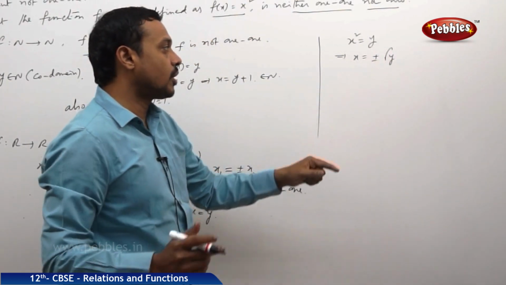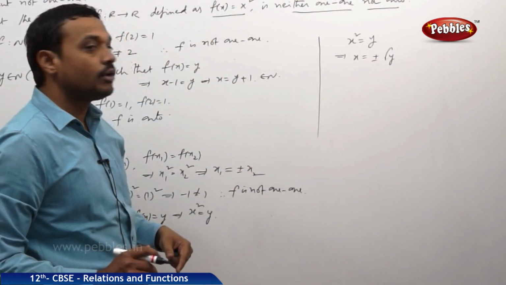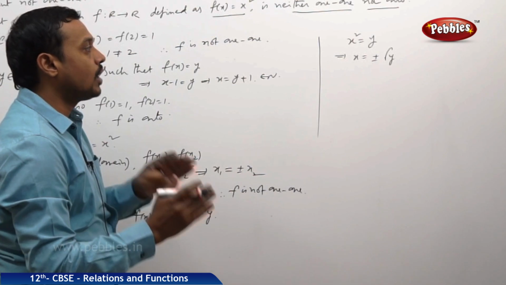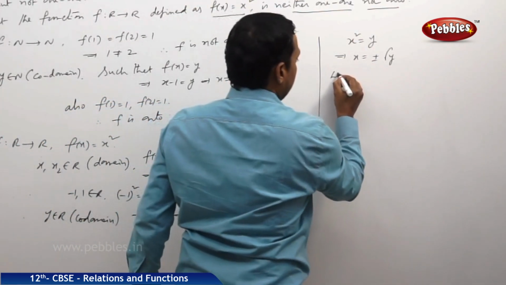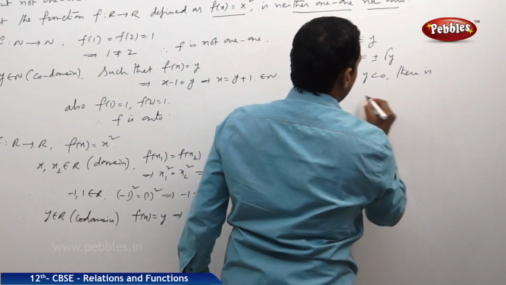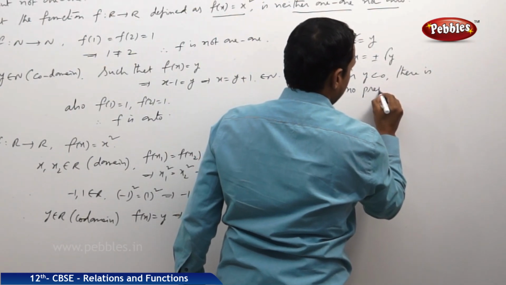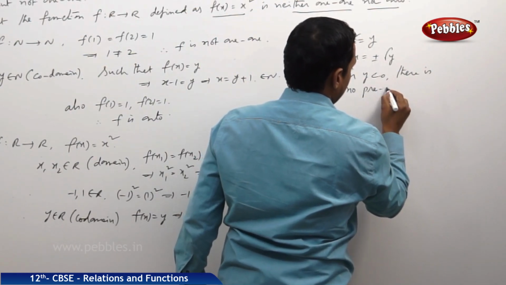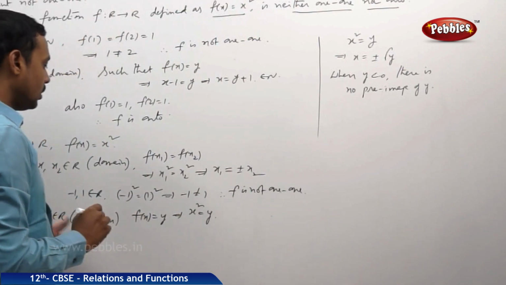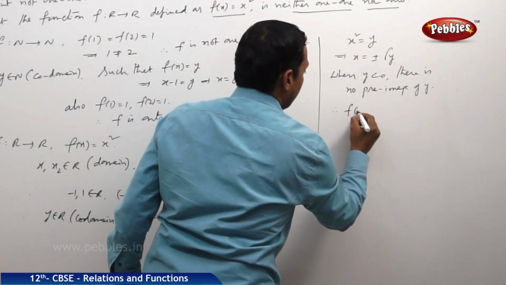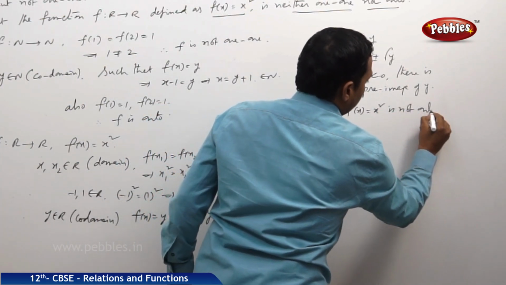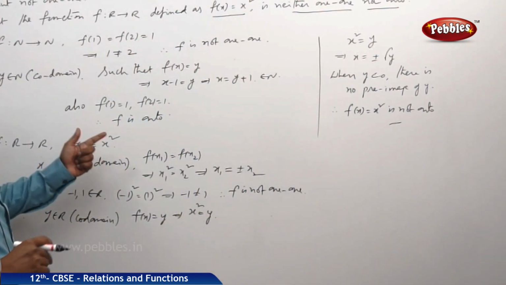Suppose if y is positive, no problem. Definitely the square root exists. What about negative values of y? The square root does not exist. That means the negative values of y do not have pre-images. When y is less than 0, there is no pre-image of y. Therefore, the function f of x is equal to x square is not onto. So, finally, the function is neither 1-1 nor onto.